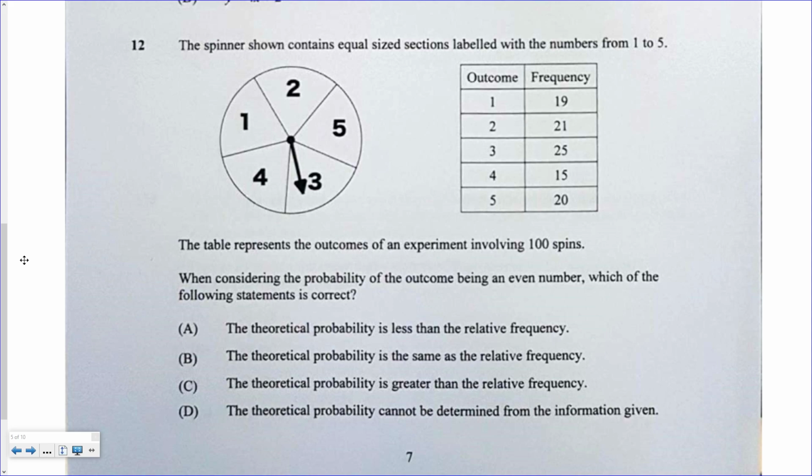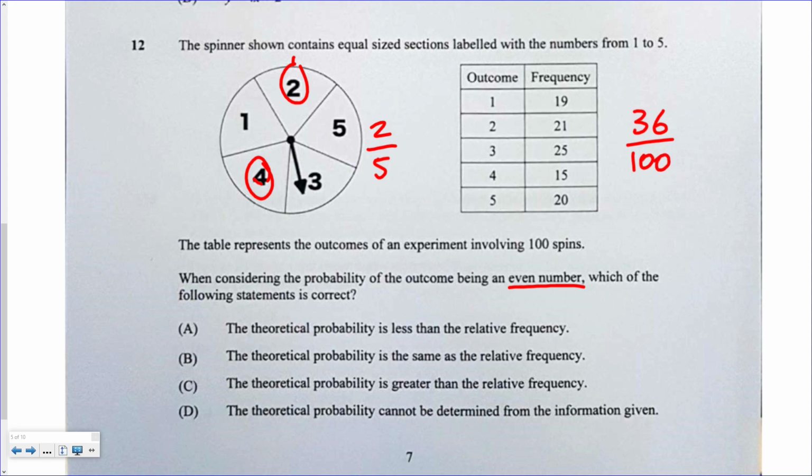So first of all, we want to find, when we're talking about which one's correct for the even number, theoretical probability is less than the relative frequency. Well, let's find them. For the theoretical probability, looking at the spinner, if we're trying to land on an even number, it can either be 0 or 4. So that's just 2 out of 5, alright, because there's 2 of those options. And as for the table itself, we're trying to count how many times either a 2 or 4 happens. So it'll be 21 plus 15, which equals 36 over 100.